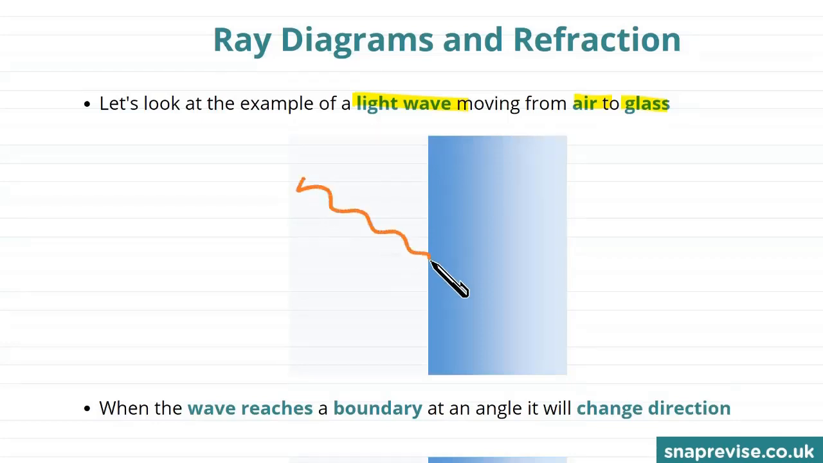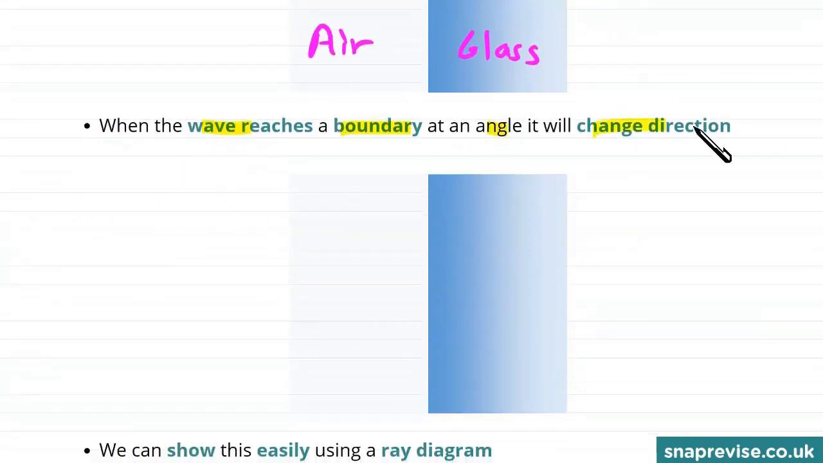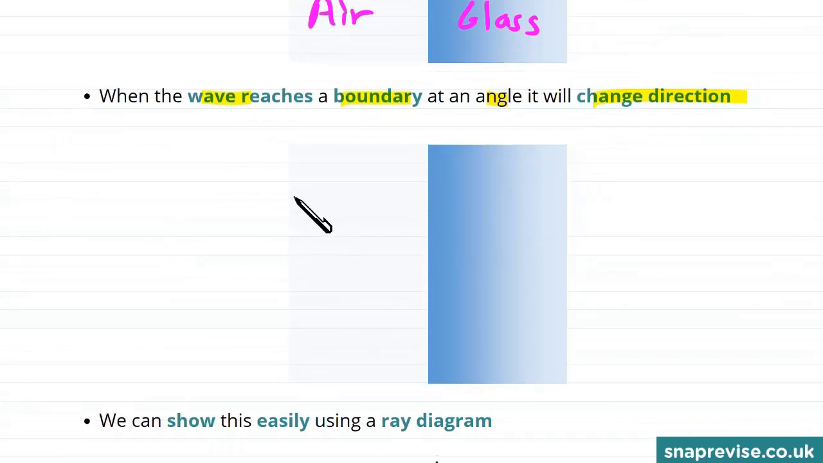We know that it's going to change direction at the boundary, and so it might do something like this, where we have drawn the ray here going from air into glass. So we know that when the wave reaches the boundary at an angle, it's going to change direction. But there's a problem with these diagrams that I've been drawing so far. It's hard to get any numbers from this diagram. It's hard to look at it and say, oh, the direction changed by this many degrees or something.